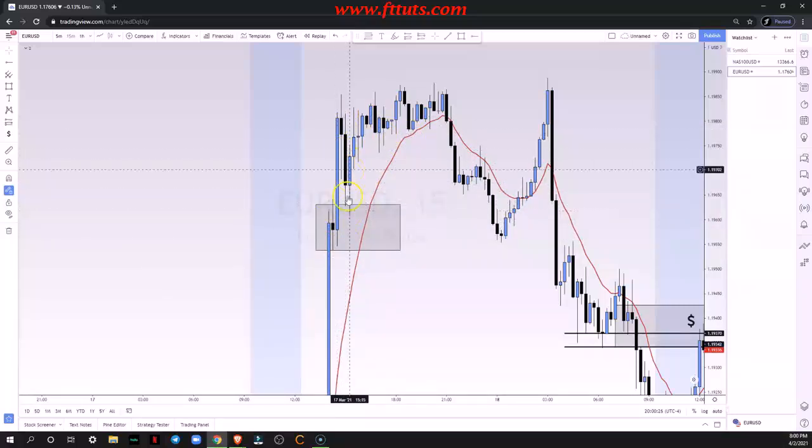So once it came back into that area, we will be buying right here for a quick little 1 to 1. I will go for a 1 to 1 because we've been pushing it for way too long. I wouldn't go for nothing higher than that.